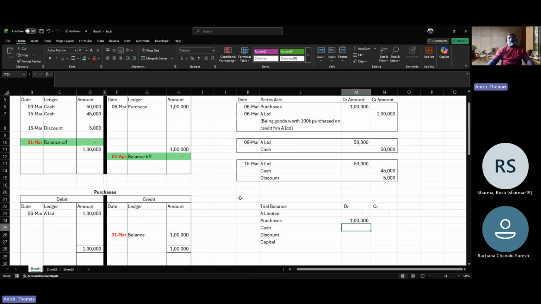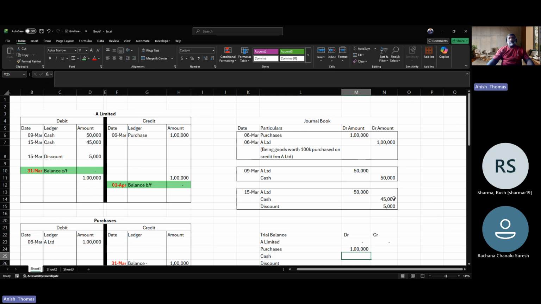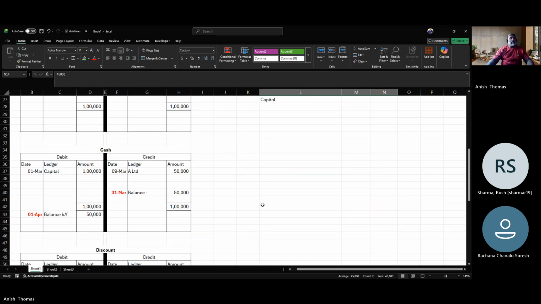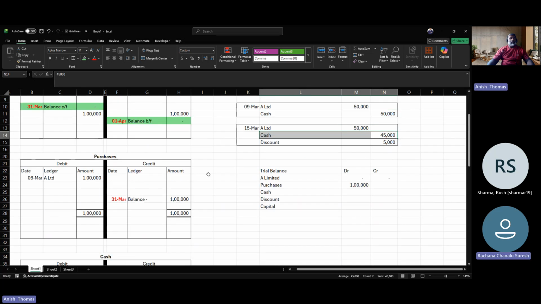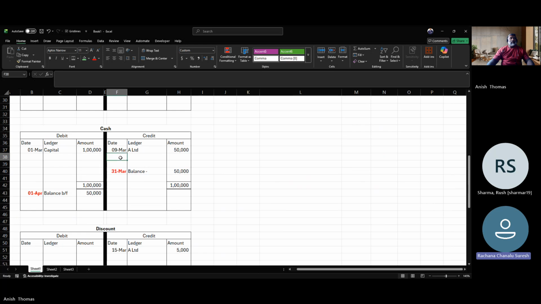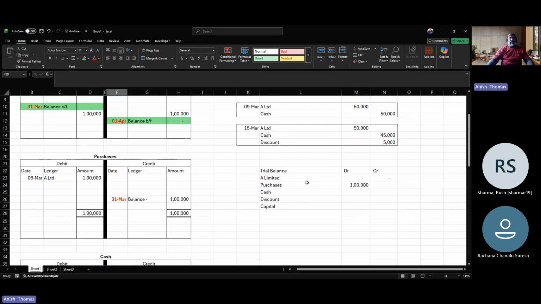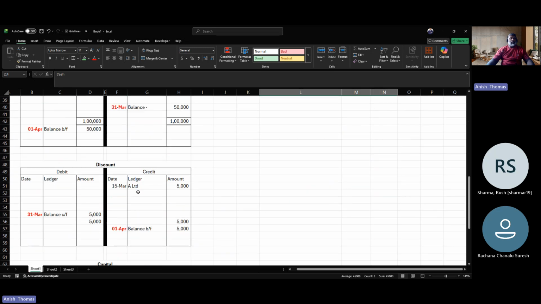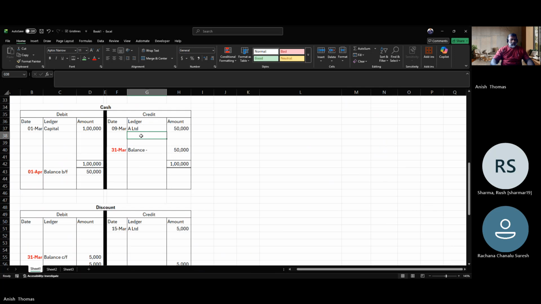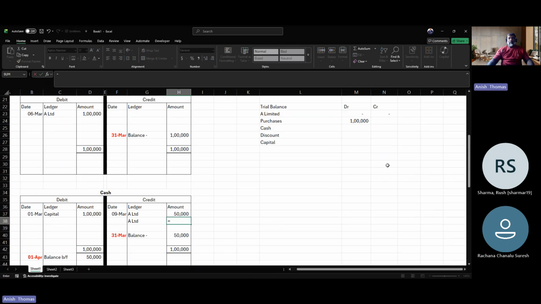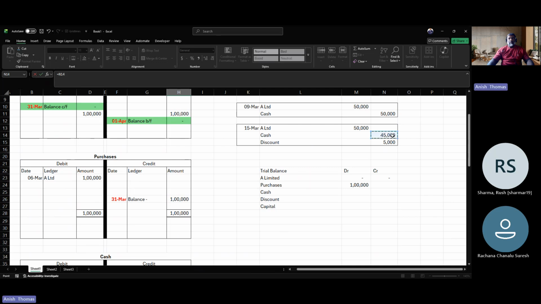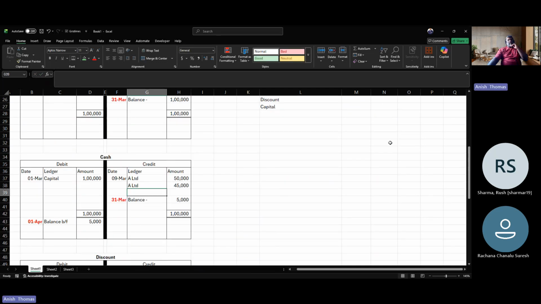Actually, no. We missed to post this transaction over here. So let's do that. 50,000 will come in the credit side. No, we missed one transaction. On the 15th, this transaction is not posted over here. So let me just do that also. And it comes this one. Now tell me what is the balance of cash?